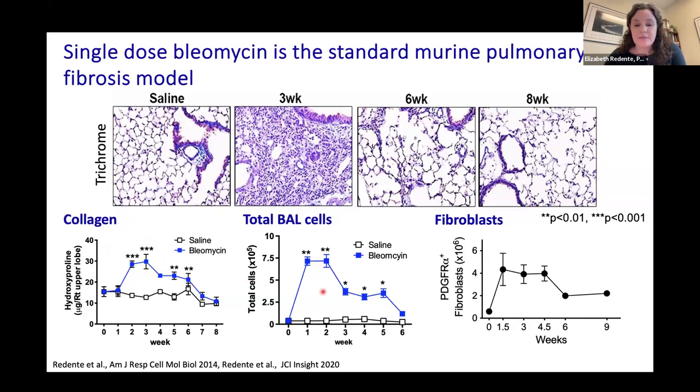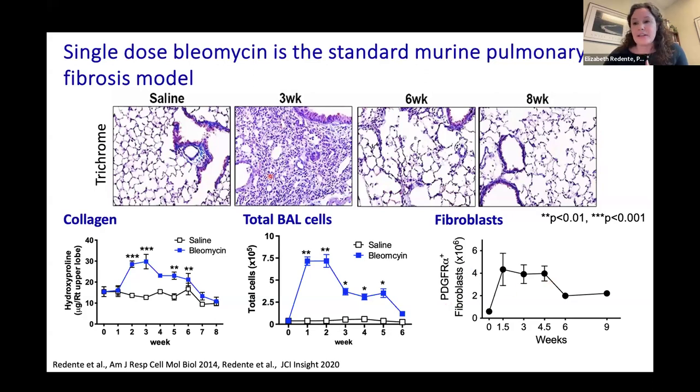This model is associated with a significant amount of inflammation, particularly with macrophages and lymphocytes, which is quantified here, looking at total BAL cells. And then, as I mentioned, there's also an expansion of our fibroblast populations, which we have quantified here using flow cytometry, focusing on the PDGFR alpha positive fibroblast population.